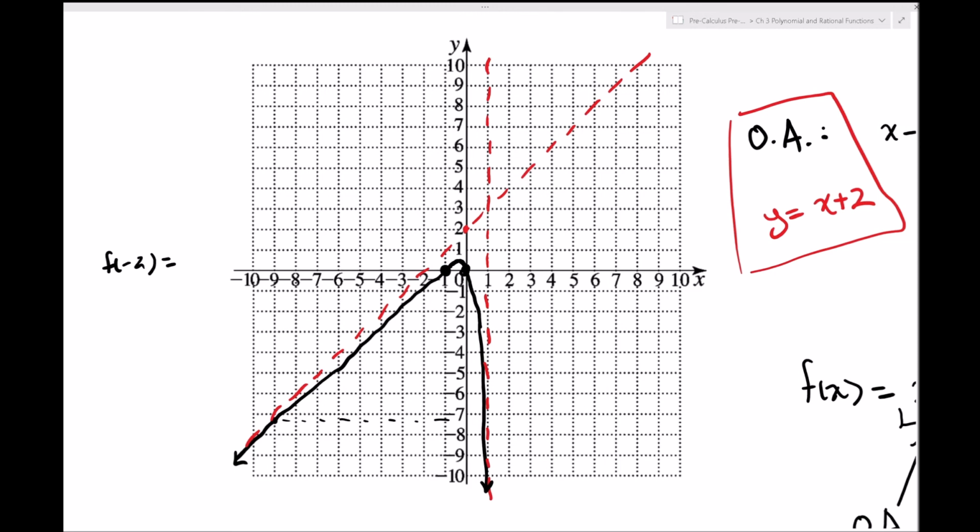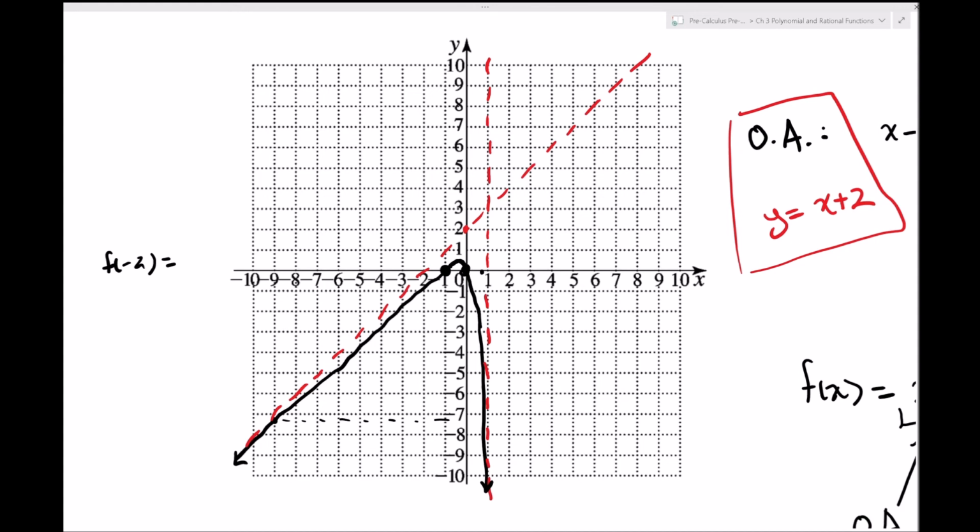So let's say if I get really, really close to 1. If x is equal to 0.9, I get negative 17.1. So at 0.9, negative 17.1. So it's shooting down towards negative infinity that way. On the left, as x approaches negative infinity, then that curve approaches that straight line y is equal to x plus 2.